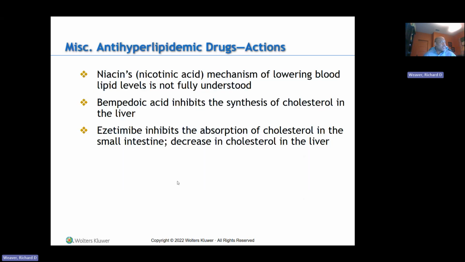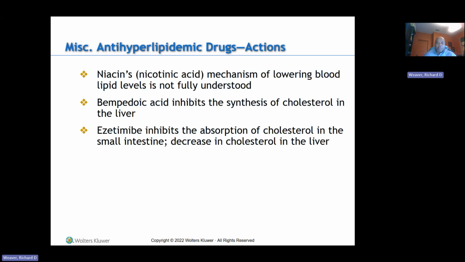All right, and so these are the miscellaneous anti-hyperlipidemic drugs in terms of their actions. Some of the drugs would be your niacin, your bempedoic acid, as well as your ezetimibe, something like that. As far as actions are concerned, we don't know why niacin lowers the blood lipid levels. It's not fully understood. So that's the one side of that.